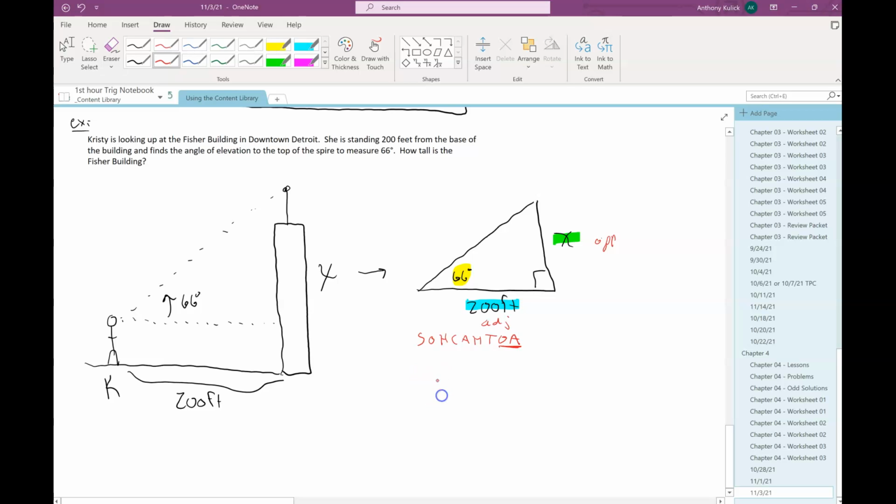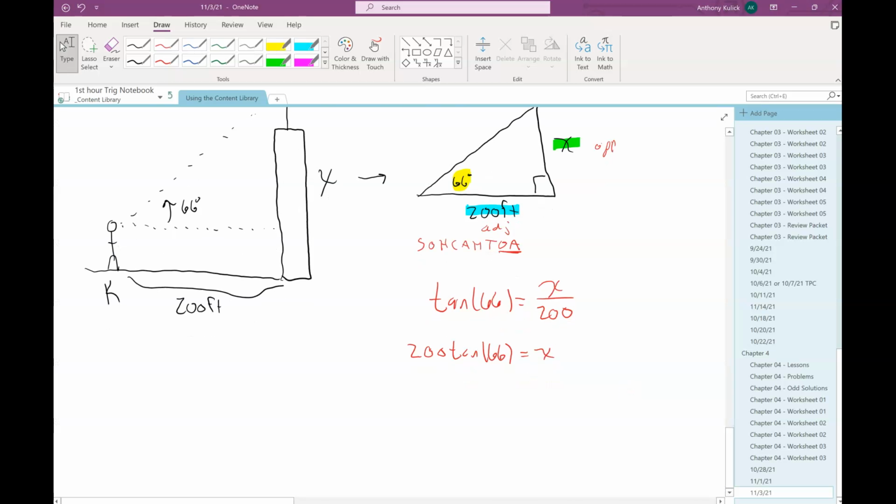So we can say that tan 66 is equal to opposite over adjacent. And now I'm going to solve this equation. To get the x by itself, I'll multiply both sides by 200. And then it's calculator time.